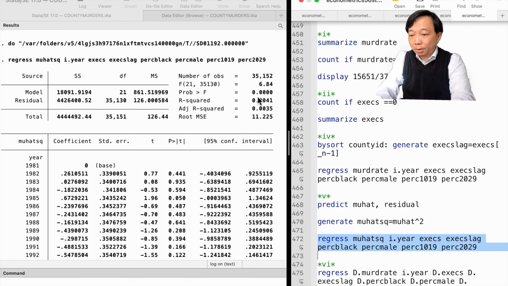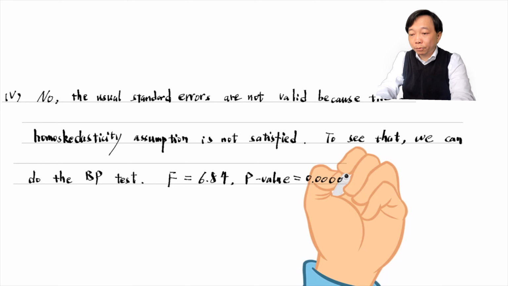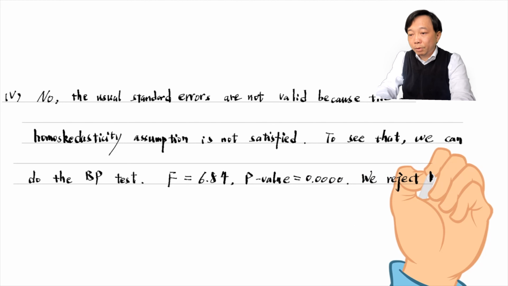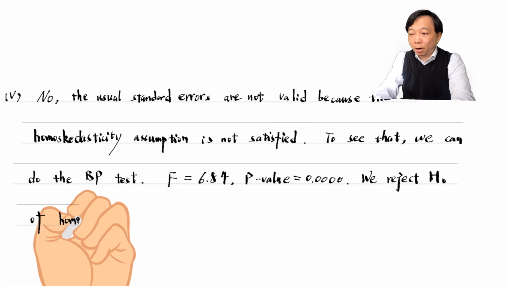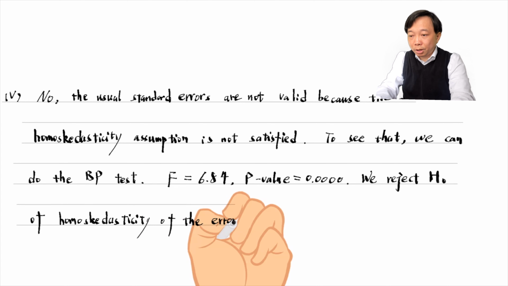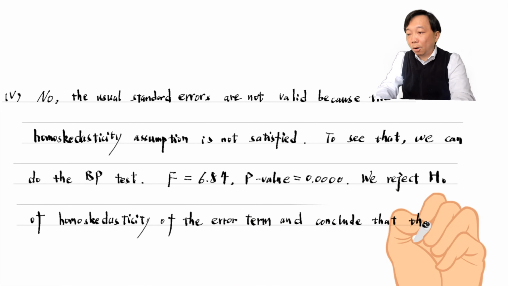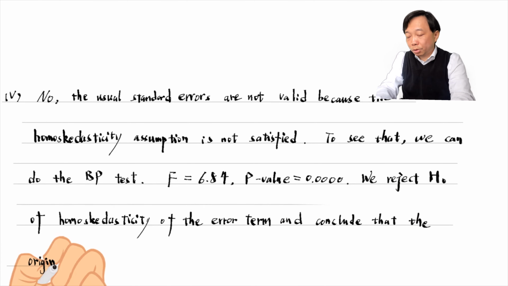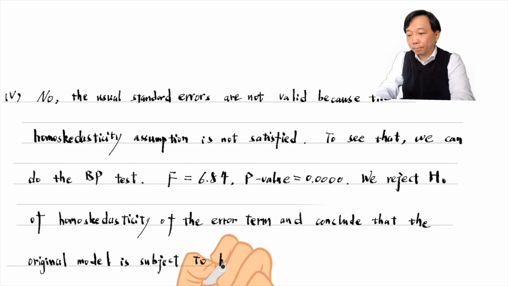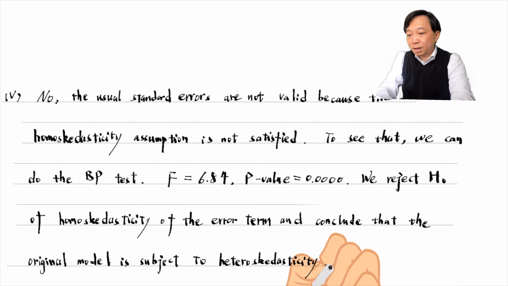From the regression of the squared residuals on all the explanatory variables, we find that the F statistic for the overall significance is 6.84 and its p-value is 0 to 4 decimal places. We reject the null hypothesis of homoscedasticity of the error term and conclude that the original model is subject to heteroscedasticity. The usual standard errors are not valid as a result.